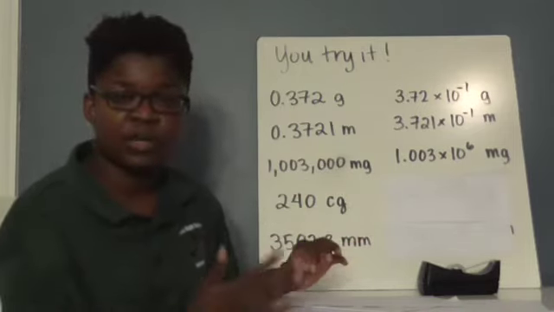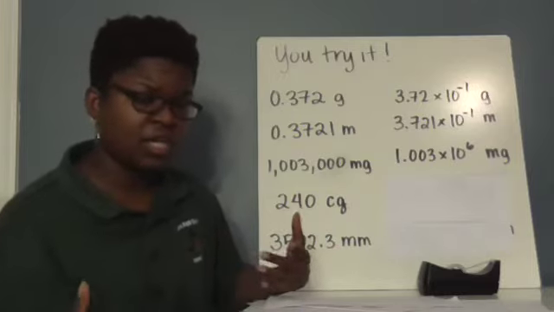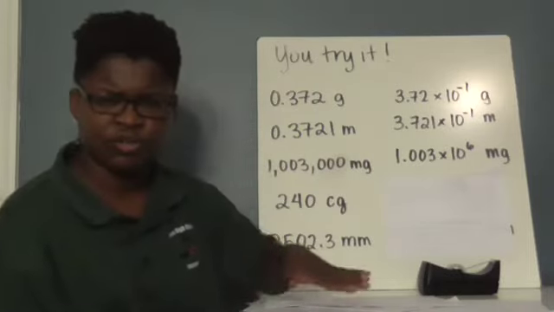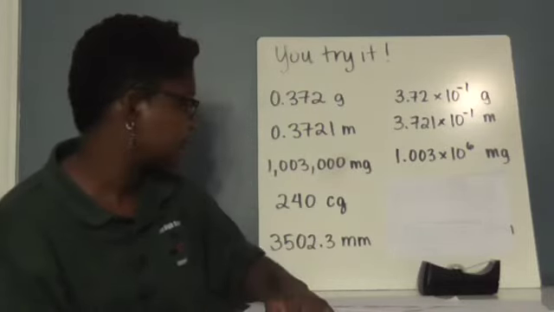If you wind up with a number between 1 and 9.999, your exponent will wind up being 0. We didn't do any of those today, but we'll do a couple in class.